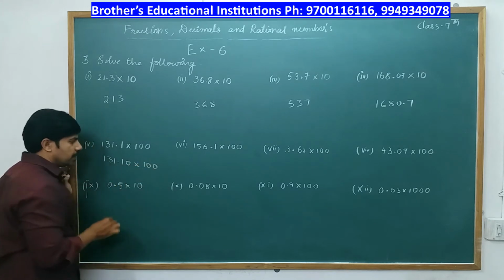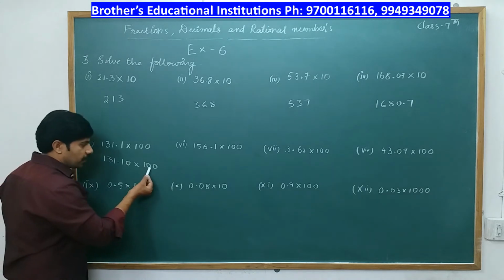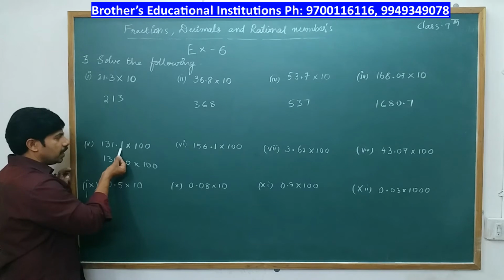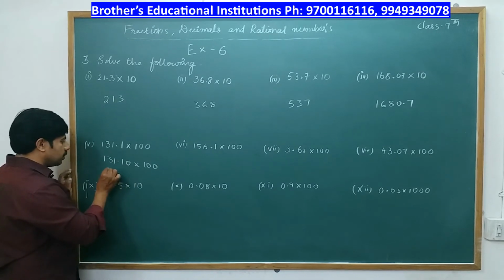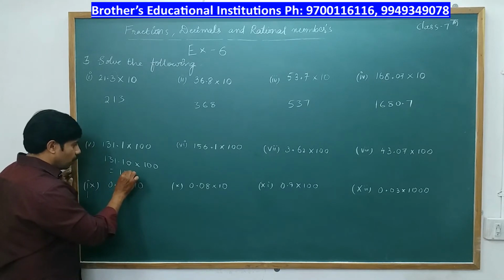See, the reason I am putting a 0 is we have 100. For 100 we have two zeros. So we need to shift the decimal after two digits. Here we have only one digit, so you can add one more zero. Now if I shift the decimal, the answer will be 131.